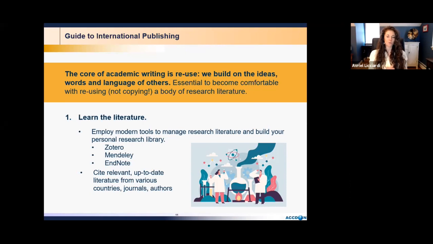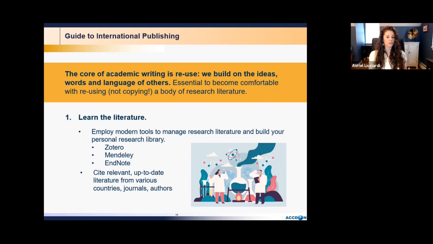But most importantly, when you are citing the literature in your manuscripts, you want to make sure that the literature is relevant to what you are working on, that it's up to date, and that it's also varied. And what I mean by that is that you might be doing research in one specific country, but similar research might have been done in a different country. So cite literature from various countries, a variety of different journals, high impact and field specific, and then also from a variety of different lab groups or authors.